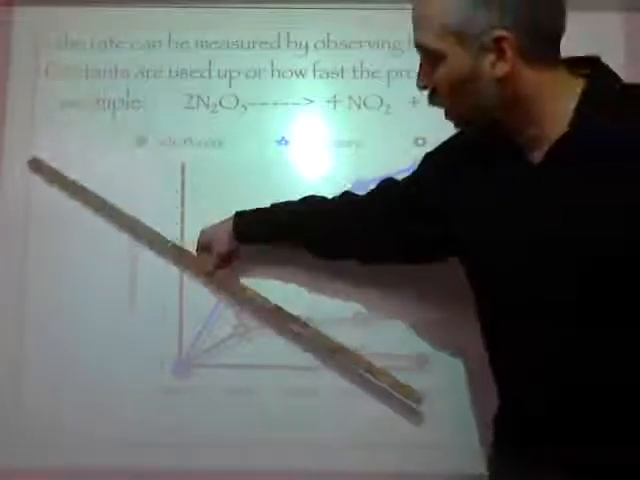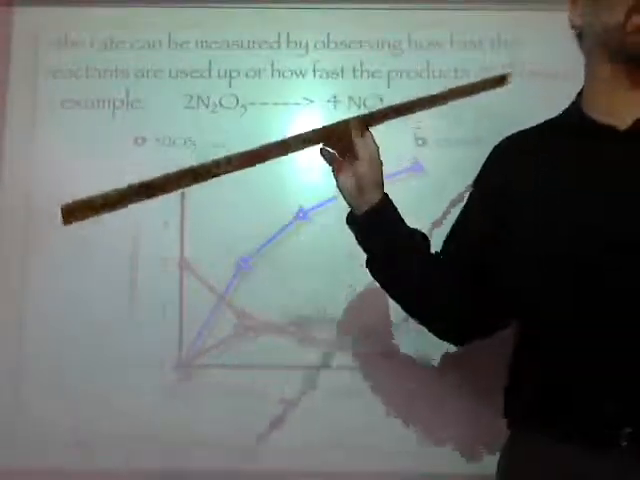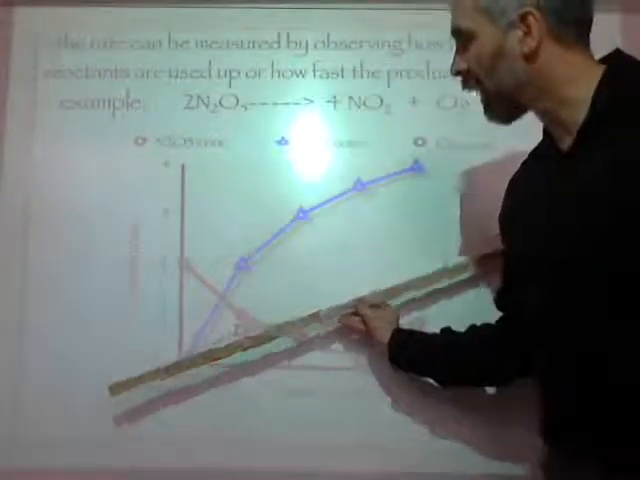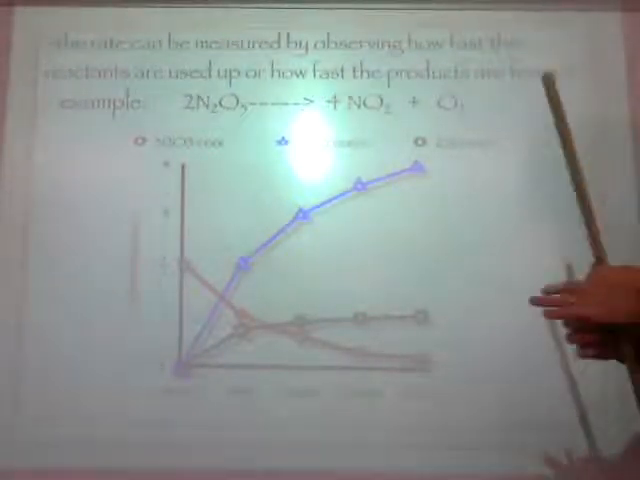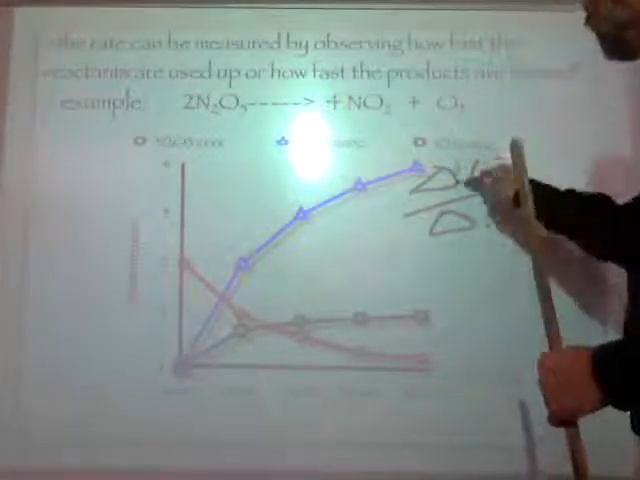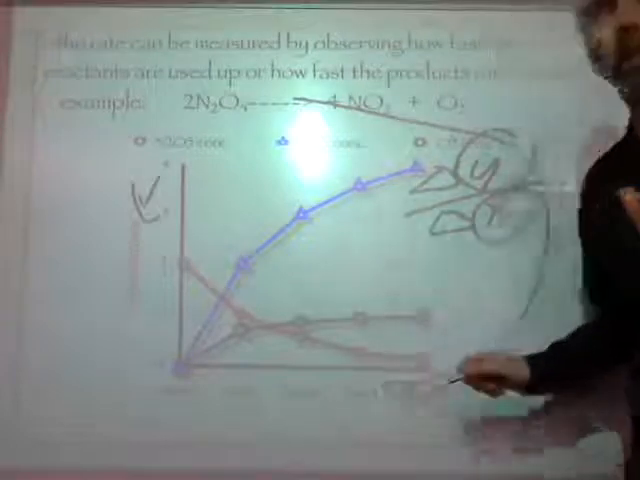No. Because what kind of a slope is that? Negative. You see? I cannot have a negative rate. I have to have a positive rate. So only the blue and the black have the correct sign for the slope. And remember, the slope is just change in y over change in x. Where y, in this case, is the concentration, and x is the time.